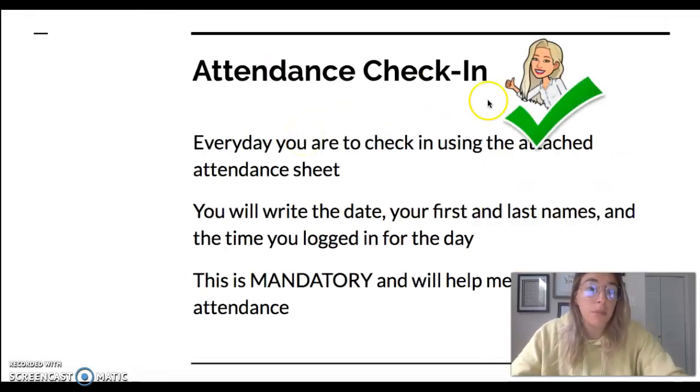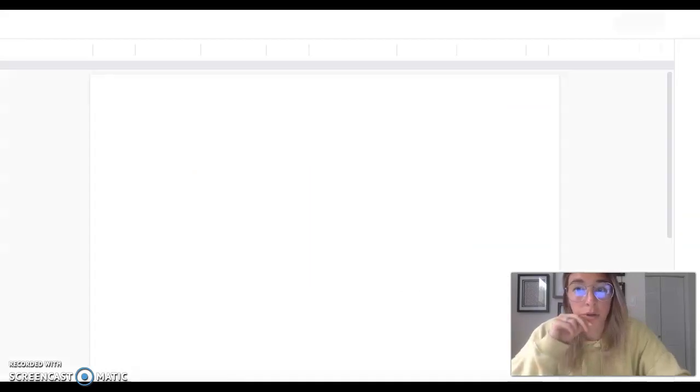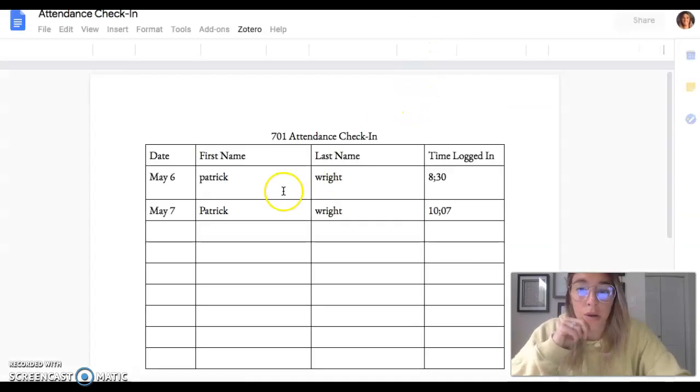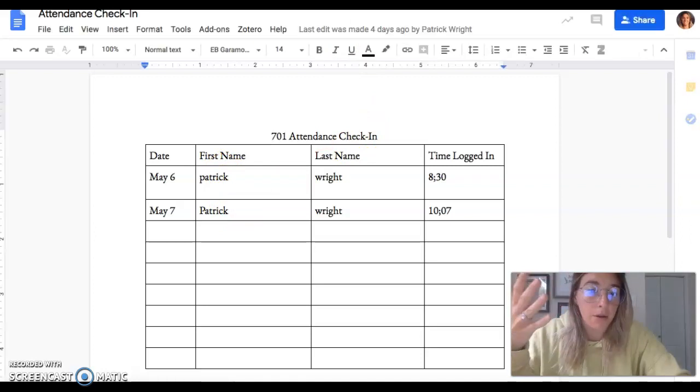Attendance check-in, this is mandatory. You need to do it every single day just so that I can see that you are participating. I am pretty sure that last week Patrick was the only person who signed in. Good for you, Patrick. Way to go, bud. But for this week, let's make sure that we get in the habit of signing in every single day.